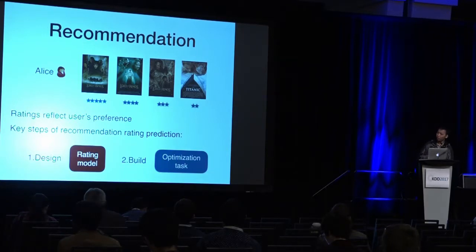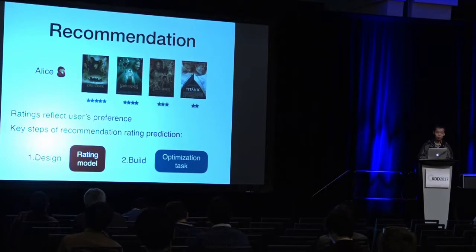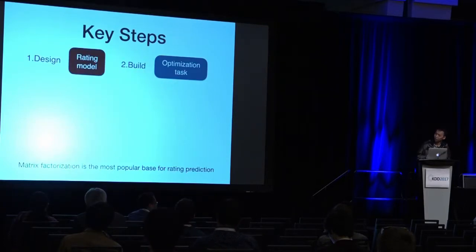The first step is rating model design, which actually provides the computation of the predicted rating from, let's say, a user i to an item j. And the second step is optimization task building, which builds an optimization function to learn the parameters from the first step. And let's take matrix factorization, MF, as an example.